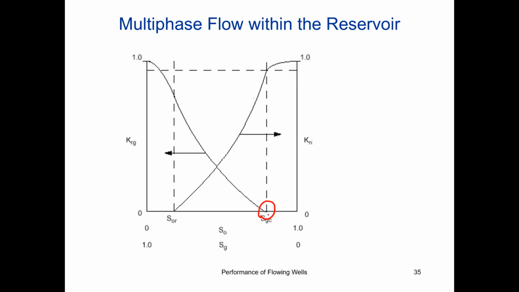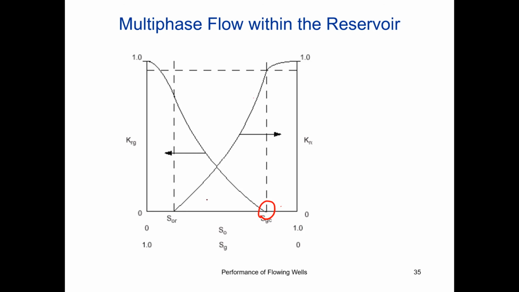What does it mean? It means that you cannot produce this gas. In other words, if the gas saturation is less than this number, we cannot produce the gas. That is the critical saturation. The gas saturation should be bigger than this to become mobile.